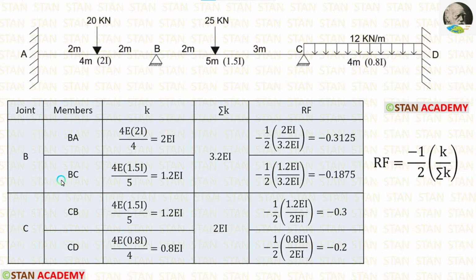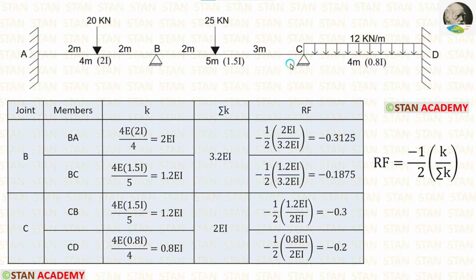Now, let us calculate the stiffness for BC. For that, from the joint B, we have to look at the point C. The point C is continuous because after the point C, we have the span CD. If the far end is continuous, the formula for stiffness is 4EI upon L. The moment of inertia for BC is 1.5I. So in the formula, instead of I, we have to apply 1.5I. Length of BC is 5 meter. Let us apply that. Finally, the stiffness for BC, we are getting 1.2 EI.